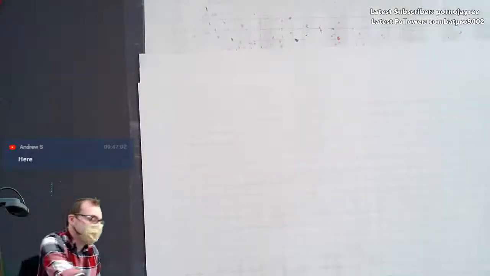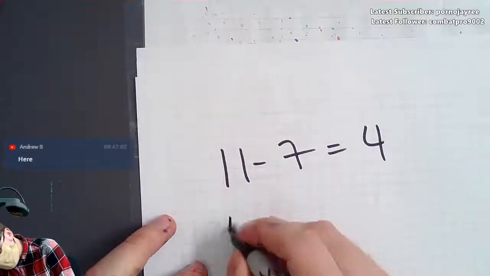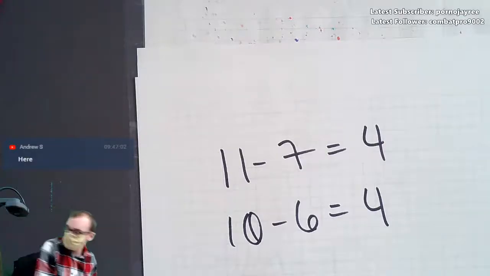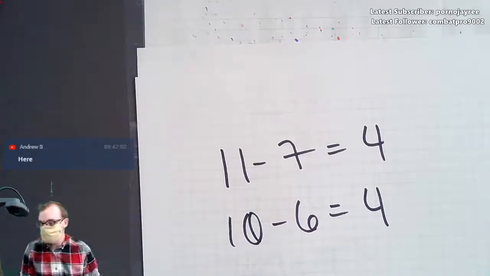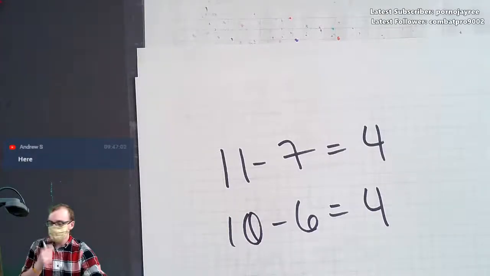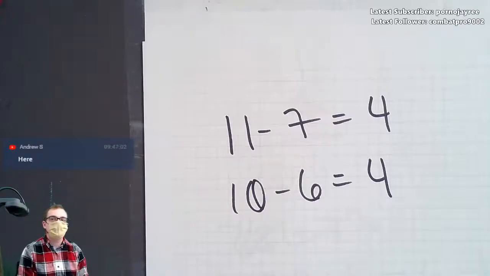Check this out. What's 11 minus 7? Well, it's 4, right? Isn't 10 minus 6 also 4? What's the connection? Andrew. What do you notice? Andrew, you're here early, so hang around, okay? What's the connection between these? Like 6, count up from 6. Okay, sure, I see what you're saying. What else you got?